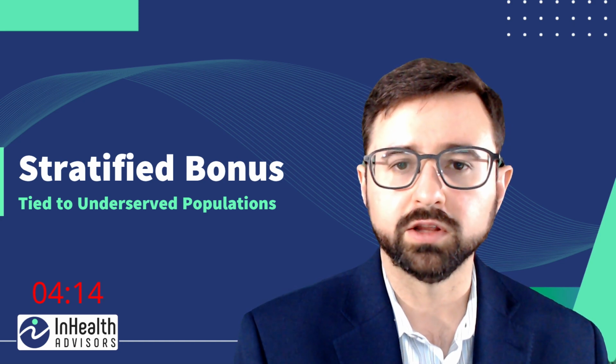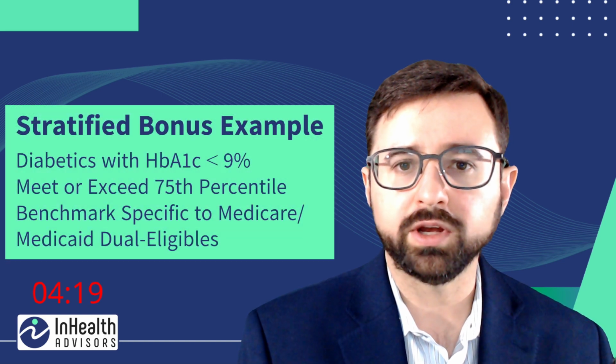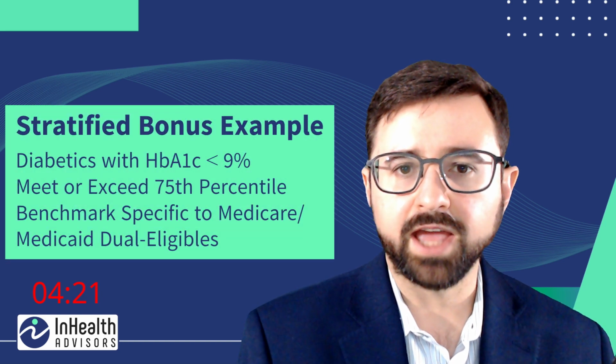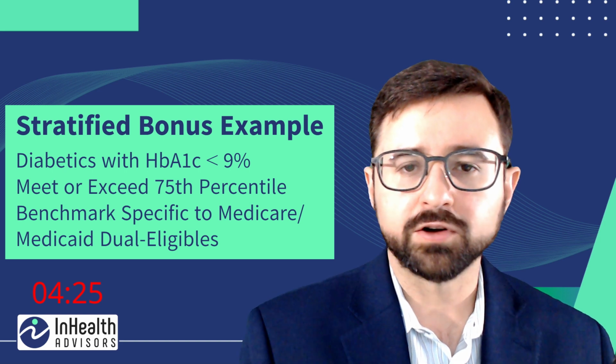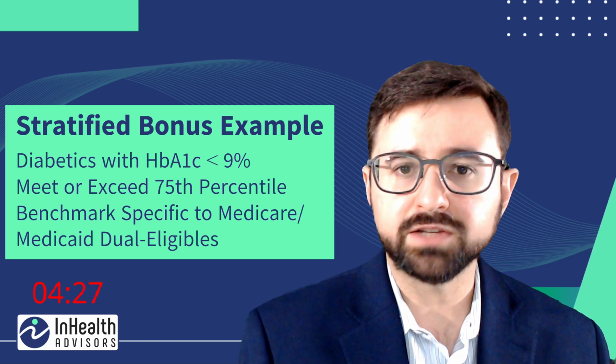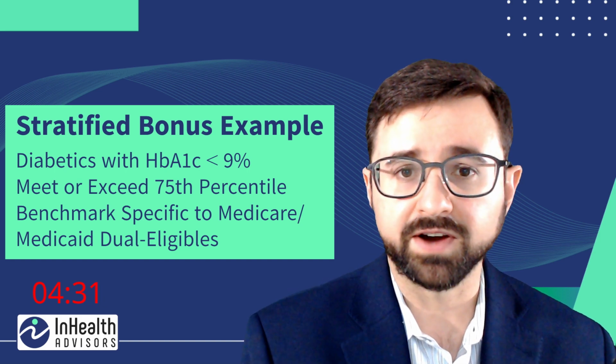In this case, we'd want to look at an underserved population. For example, using the common quality benchmark of managing HbA1c levels for diabetic patients, if a group were able to meet or exceed the 75th percentile benchmark, they could earn a bonus of, say, $5,000.